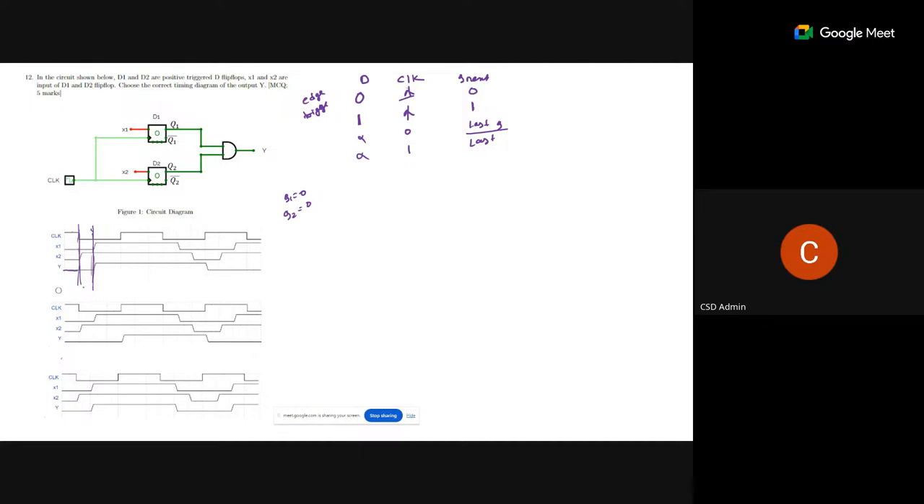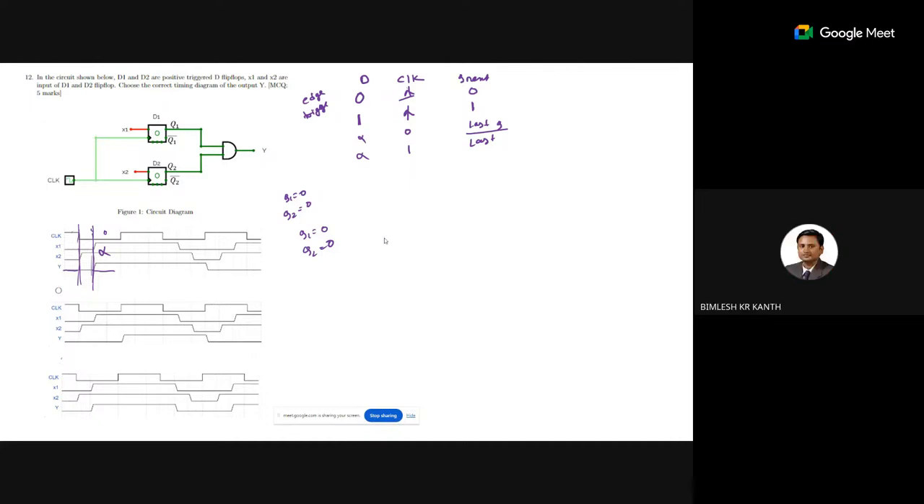This timing diagram. Now let's see, X1 is high, X2 is also high, but the clock is 0. It will be the last Q, right? So Q1 will be 0 and Q2 will be 0, and the diagram goes off here. So it will be 0, so this is wrong. Does everyone understand why this diagram is wrong? Any doubt?